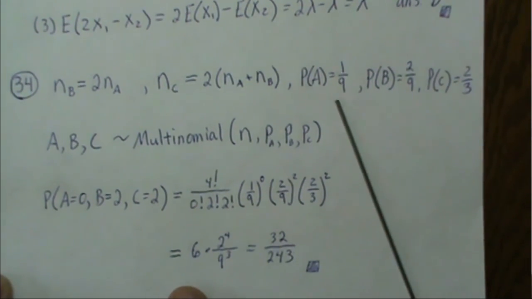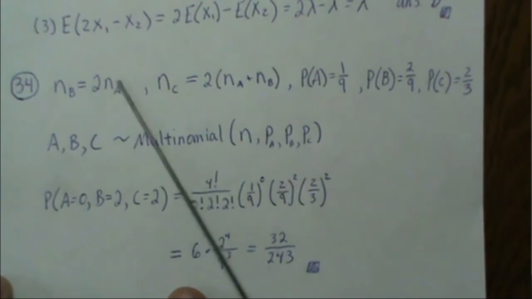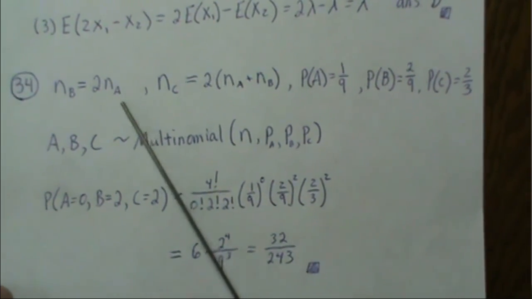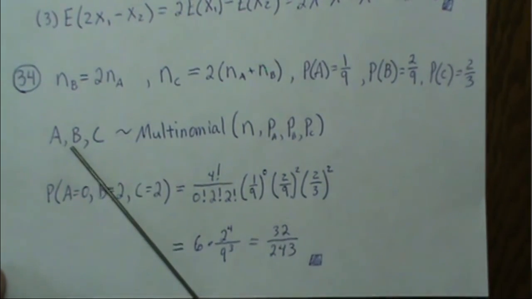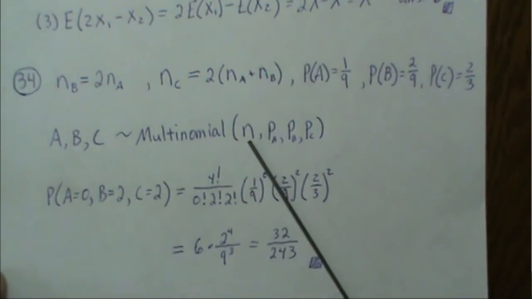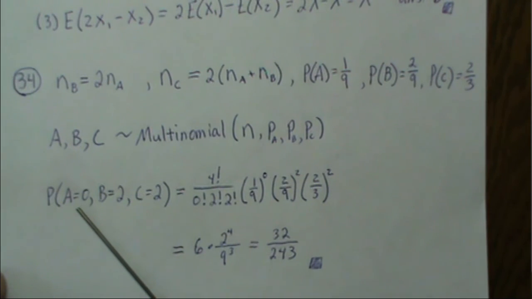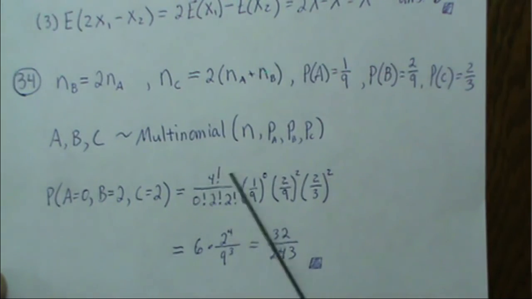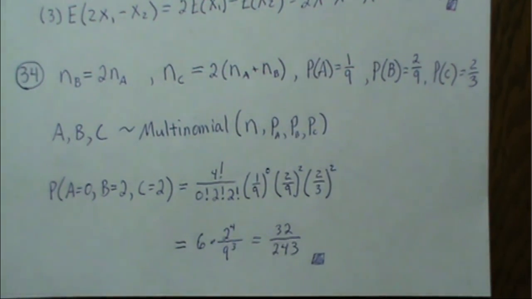So the probability of A is 1 over 9, probability of B is 2 over 9, probability of C is 3 over 9. So that ratio will be the same no matter how many bolts we pick, if we start with 10 or 20 or etc. Because millions are made, it's essentially a multinomial with N and probabilities A, B, and C. So the problem asks, we want 0 A bolts, 2 B, and 2 C. So you just plug it into the multinomial distribution formula, simplifies to 32 over 4 cubed.